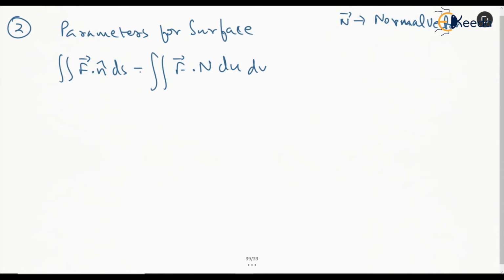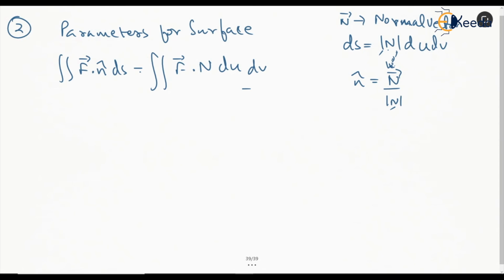The reason is, when we are using the parameters, this dS is given as magnitude of n into du dv. This is known as the stretching factor. We will discuss it if it is required. Otherwise, dS is equal to magnitude of n du dv. And for this n cap, we will write n by mod of n. So overall, this mod n and this mod n get cancelled, and we can directly write it as this.